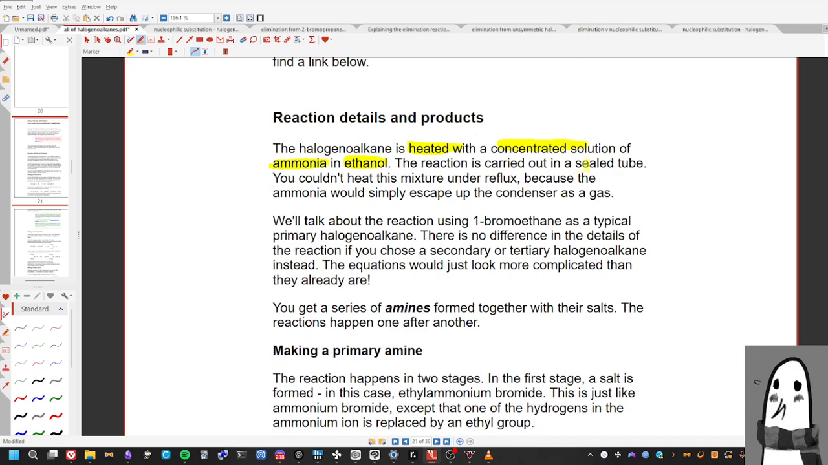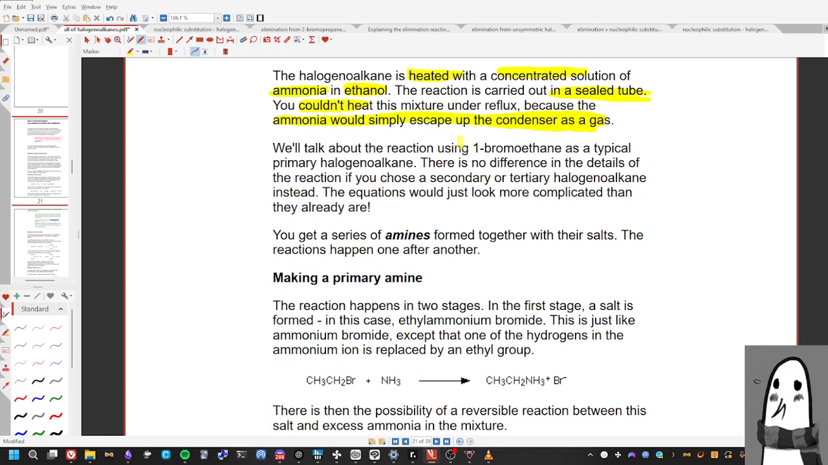The reaction is carried out in a sealed tube, and you couldn't do this under reflux because ammonia would simply escape through the condenser as a gas. So this is carried out just in a sealed tube because ammonia would simply escape as a gas. Now we'll be talking about the reaction using 1-bromoethane as a typical primary halogenoalkane. There's no difference in the details. If you choose a secondary or tertiary, the equations would just look more complicated.